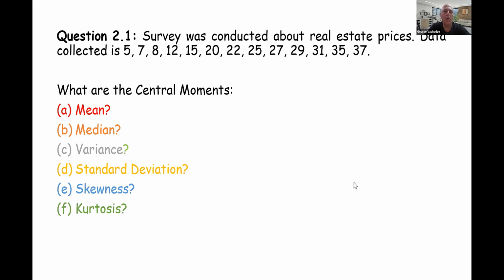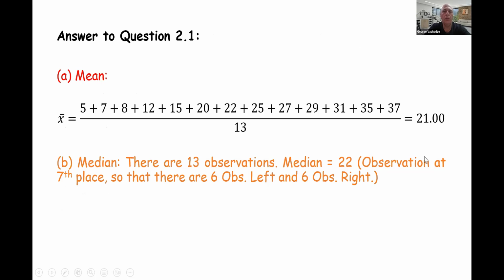To find the mean, we need to sum all the data in the sample and divide the result by the sample size. The sample size is 13, so we sum up the data and we get 21. So that's the mean, the sample mean.